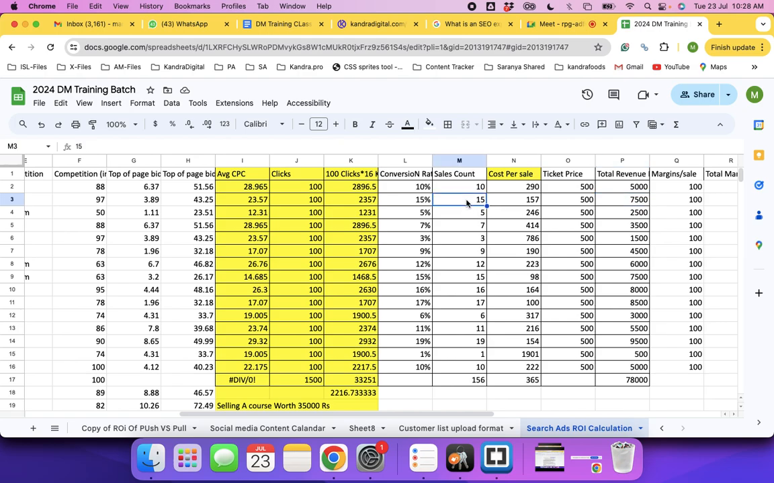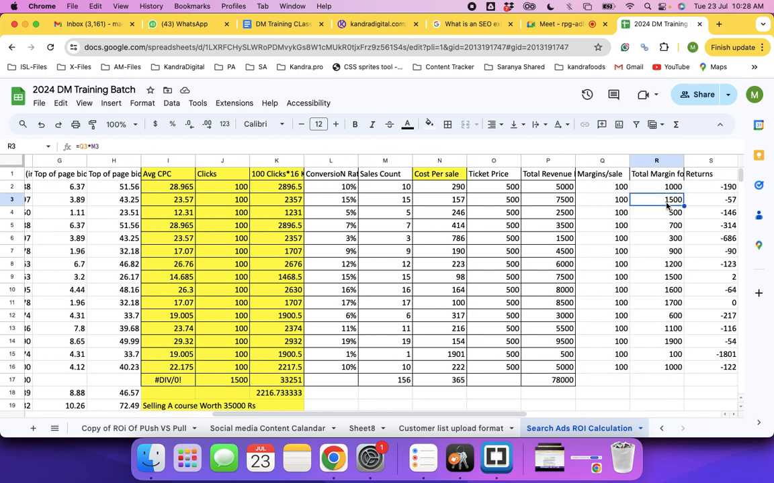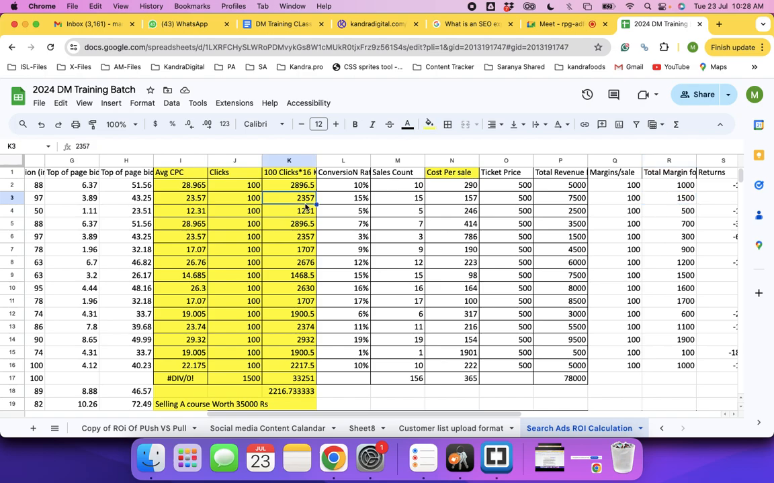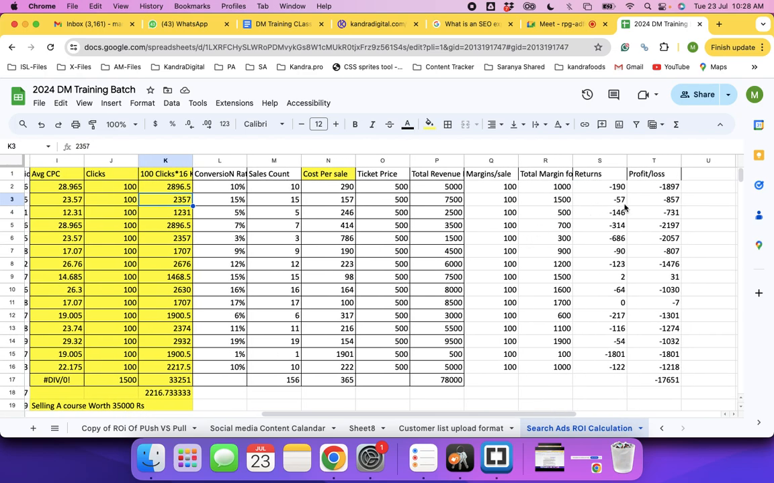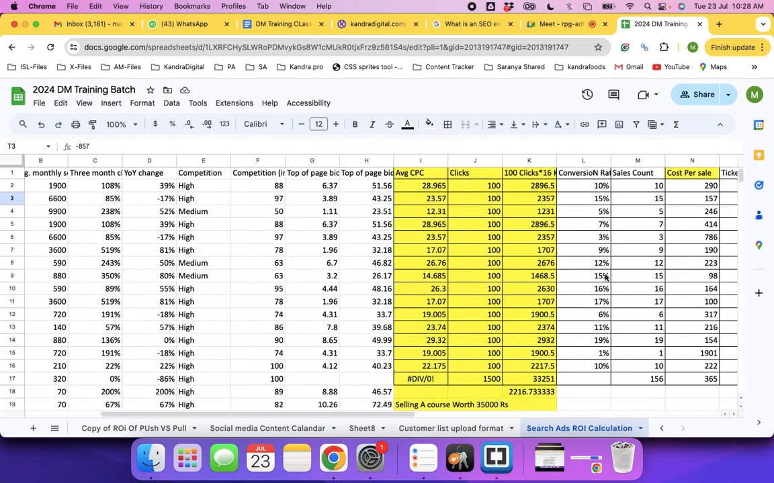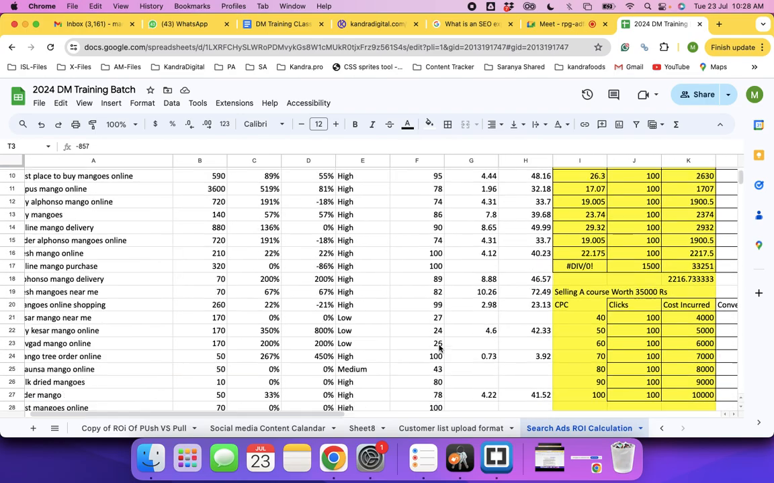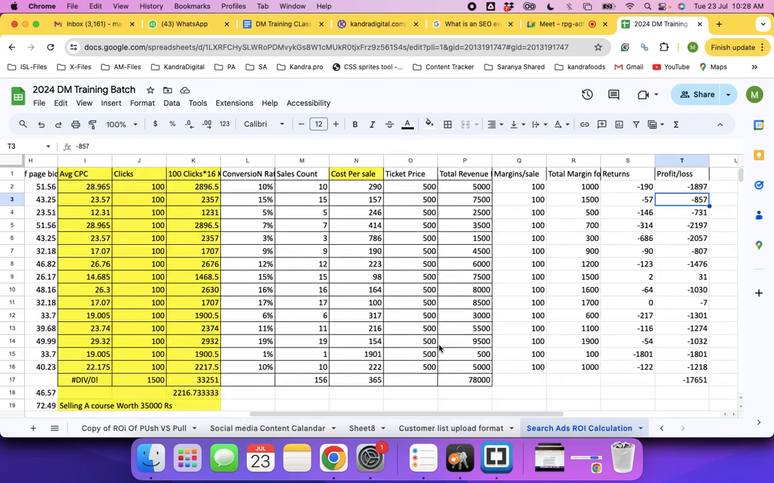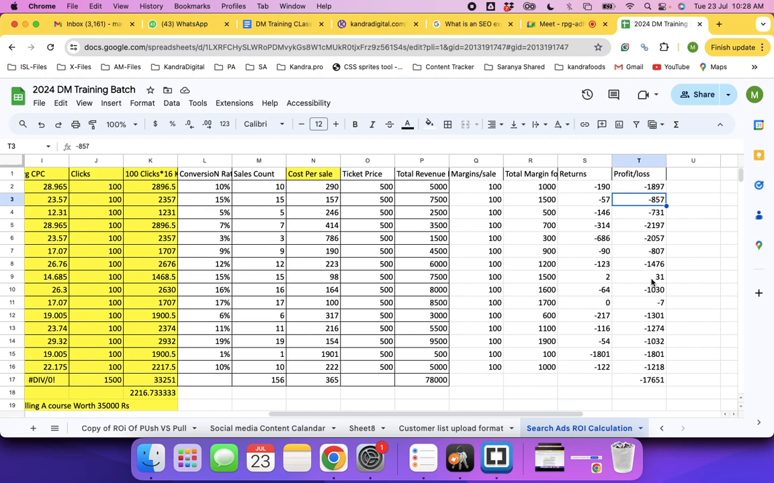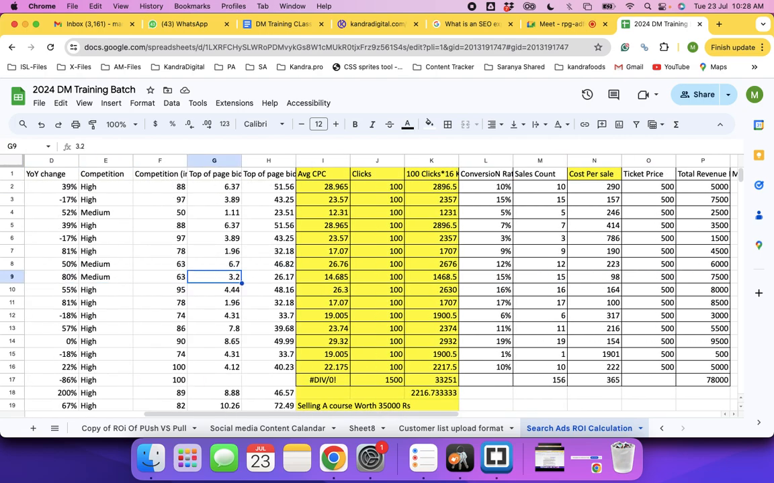And per sale, they are making a margin of 100 rupees. So total margin made is 1500 rupees, correct? So now 1500 minus 2357 is still minus 857 rupees. So this way we have taken multiple scenarios or examples. So where have we seen profits? No profits at all. Yeah, here it is profit, just 31 rupees. Nobody does the business just for 31 rupees, right?